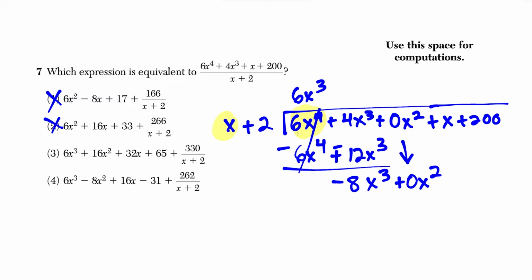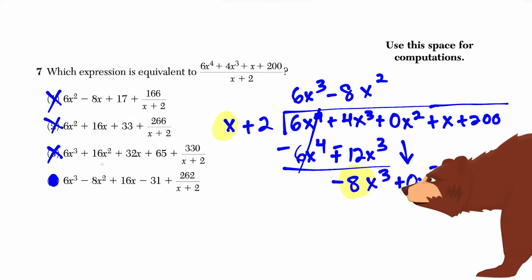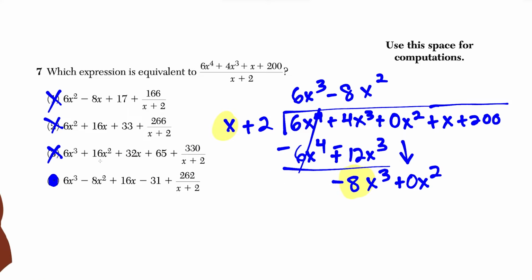So I'm going to focus now on the new leading term, which is minus 8x to the third. So I do minus 8x to the third divided by x is minus 8x squared. And from this part, now we have enough information to say it's got to be choice 4. Okay, because notice that we have a minus 8x squared, not the 16 here. The most common mistake, once again, is that people don't write a minus here and they do 4 plus 12 is 16. So just be careful. Choice 3 is a very dangerous bear trap.